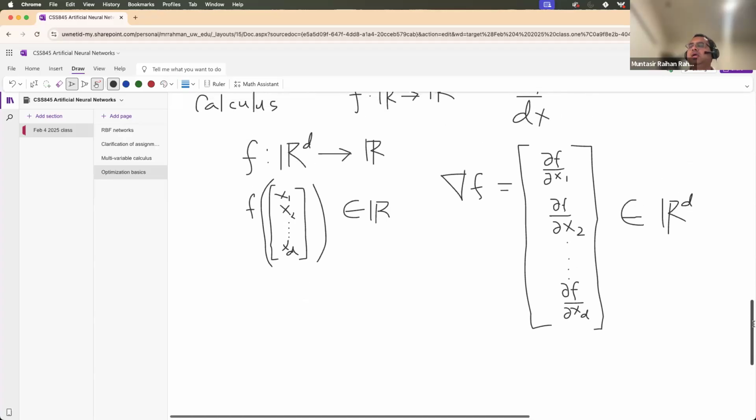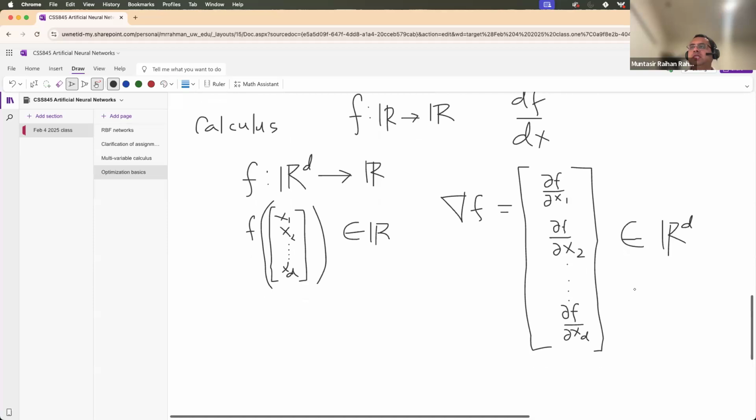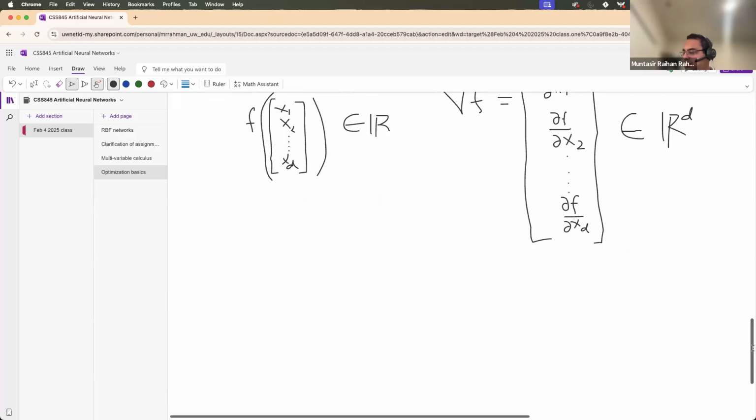Okay. And this is a very important object, as you will see. This is known as the gradient of the function. Okay. So let's see if you can find an example. Okay, so let's look at it just to give an example.